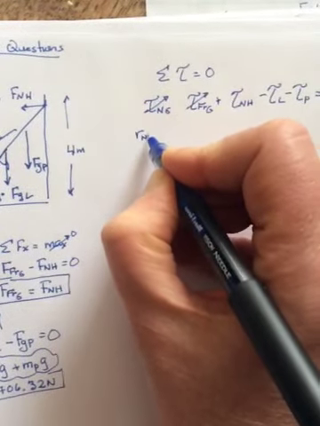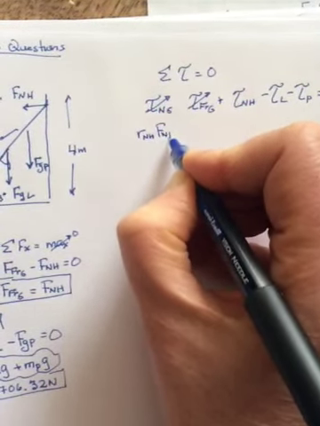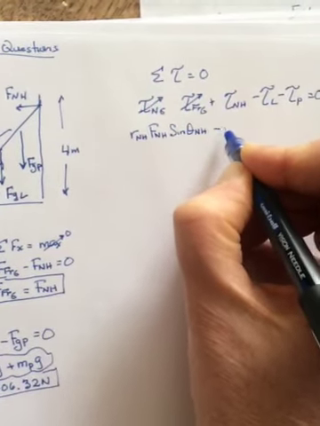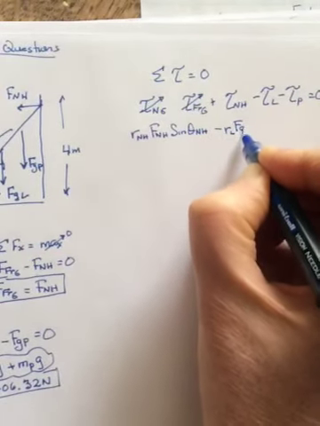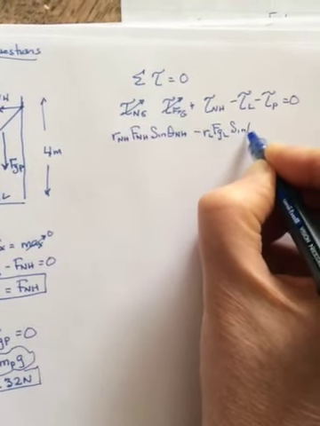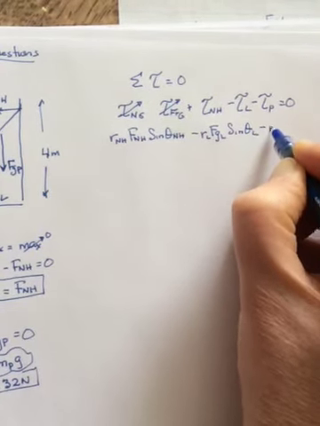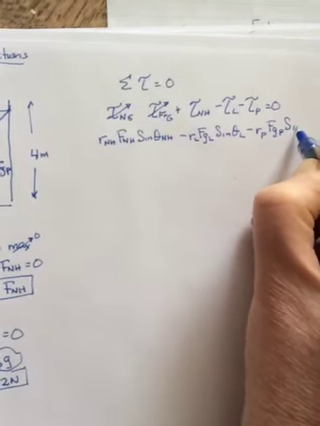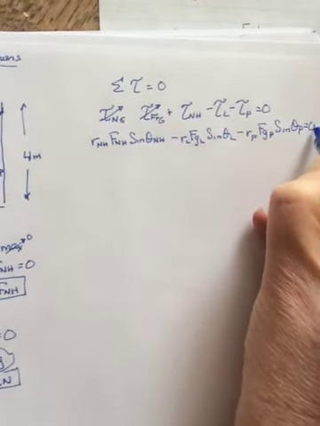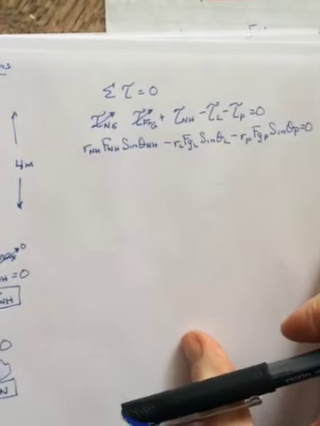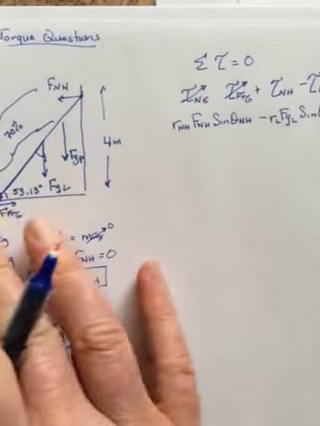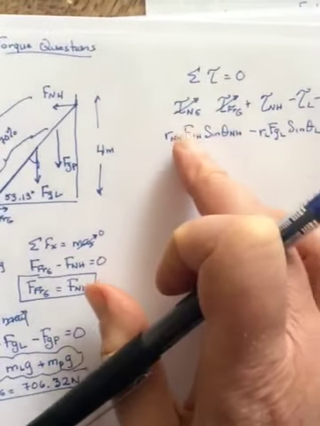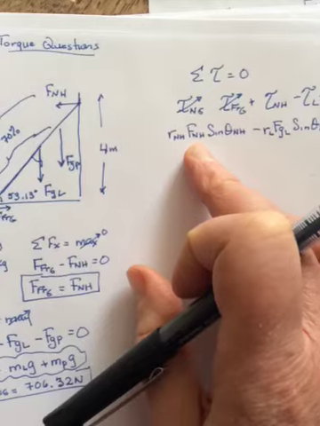So it'll be R normal of the house, F normal of the house, sine theta normal of the house, minus R of the ladder, FG of the ladder, sine theta of the ladder, minus R of the person, FG of the person, sine theta of the person equals 0. Okay? So then take a look at your angles. None of them are 90. None of them disappear. And what we're trying to solve for is this F normal of the house.